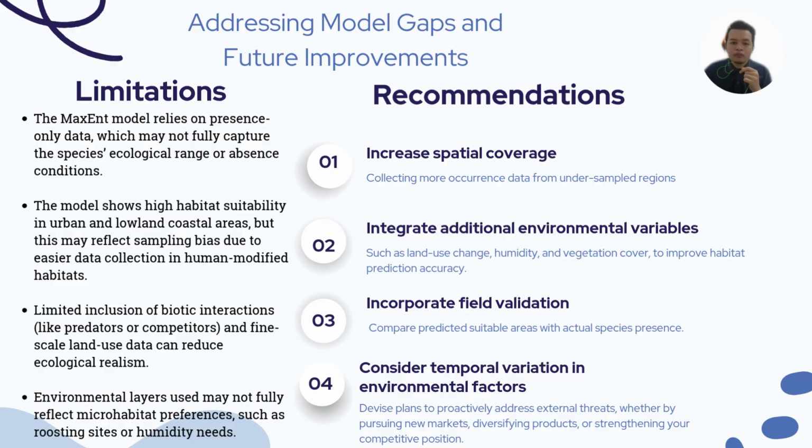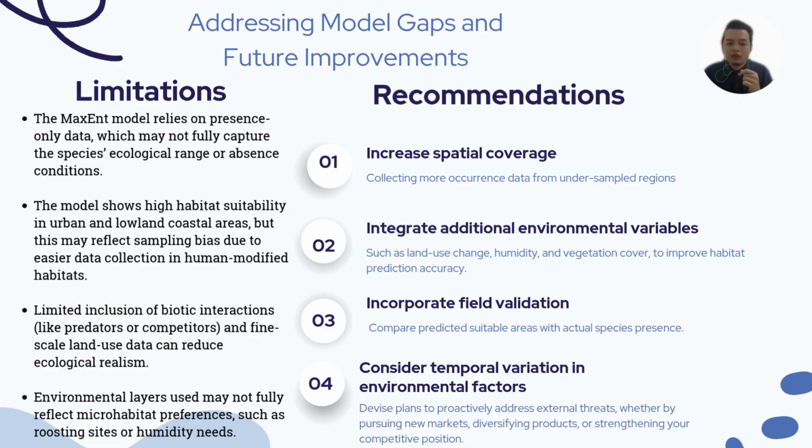forested regions. Another limitation is the lack of biotic interaction data, such as presence of predators or competition, which can significantly influence the actual species distribution but is not reflected in the current model. Lastly, environmental variables used may not fully capture habitat features like microclimate, humidity, or roosting site availability, which are important for accurately modeling gecko behavior and habitat use.